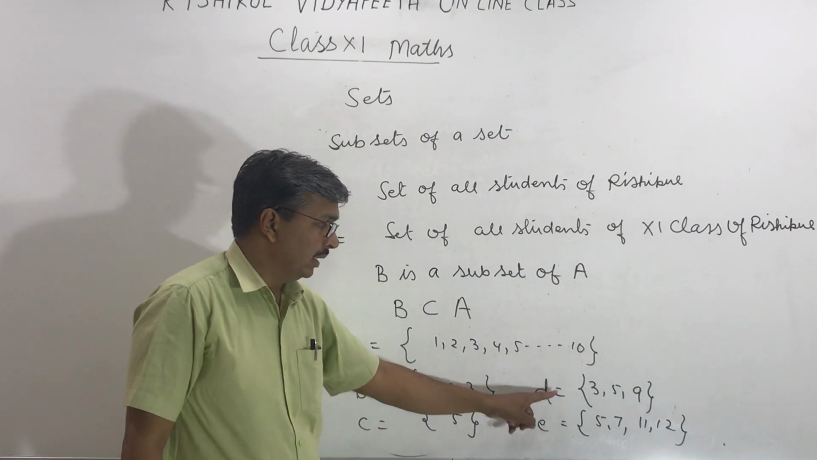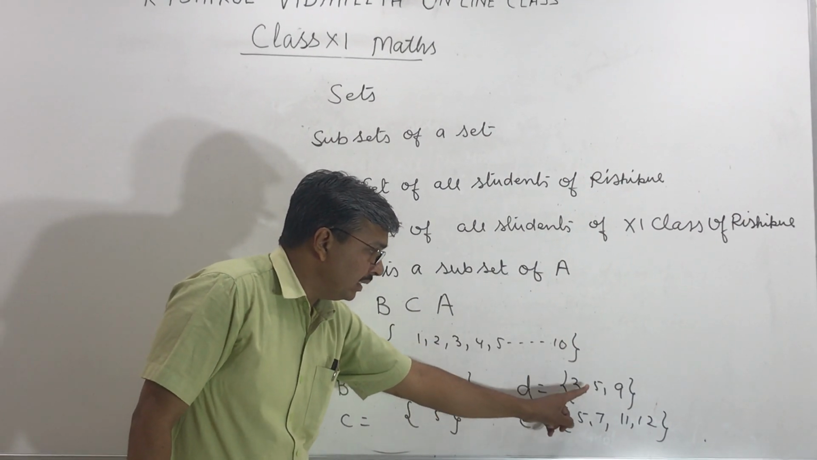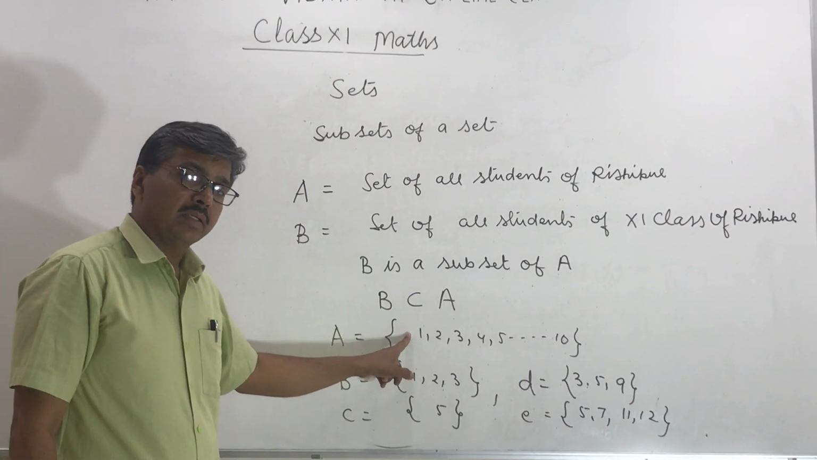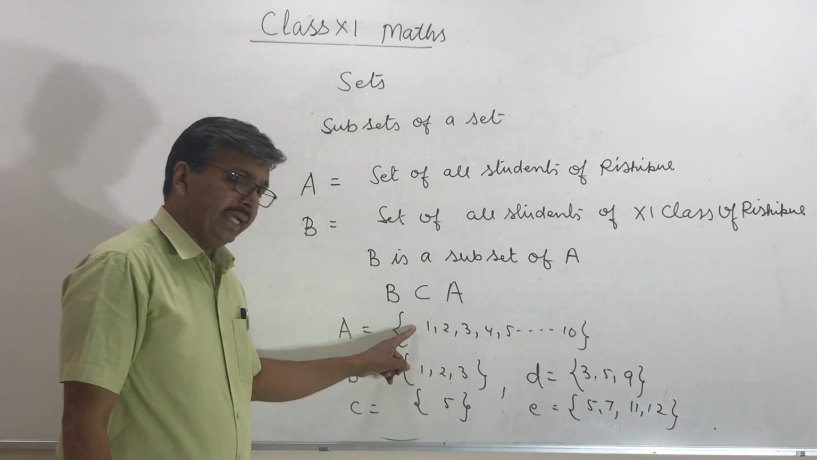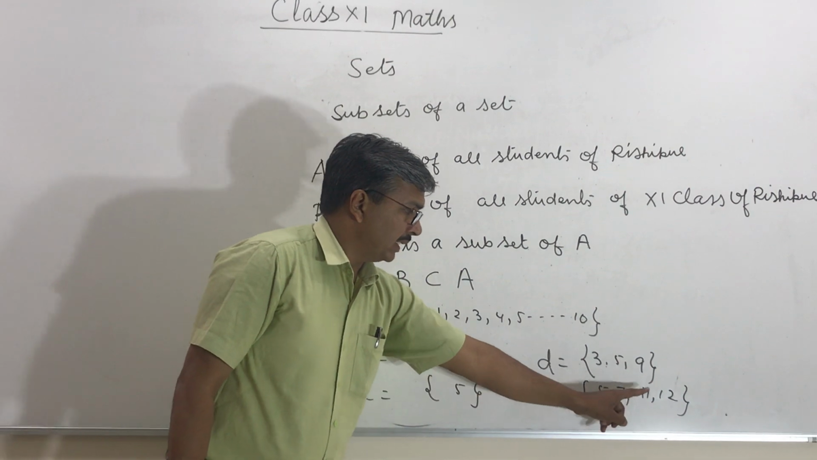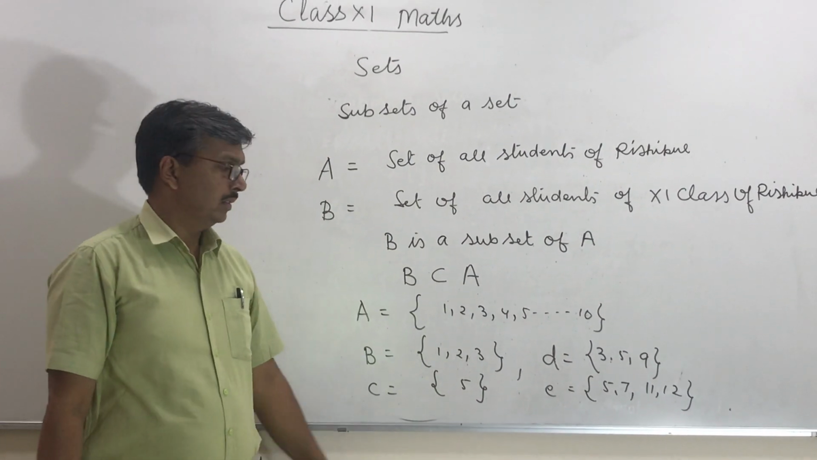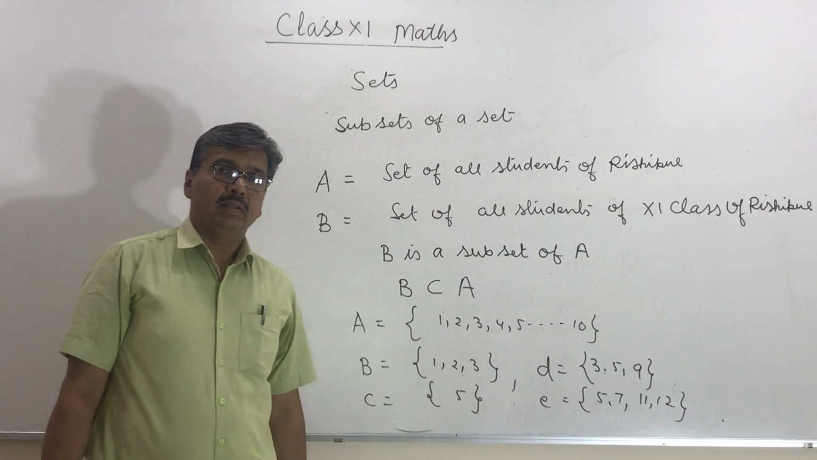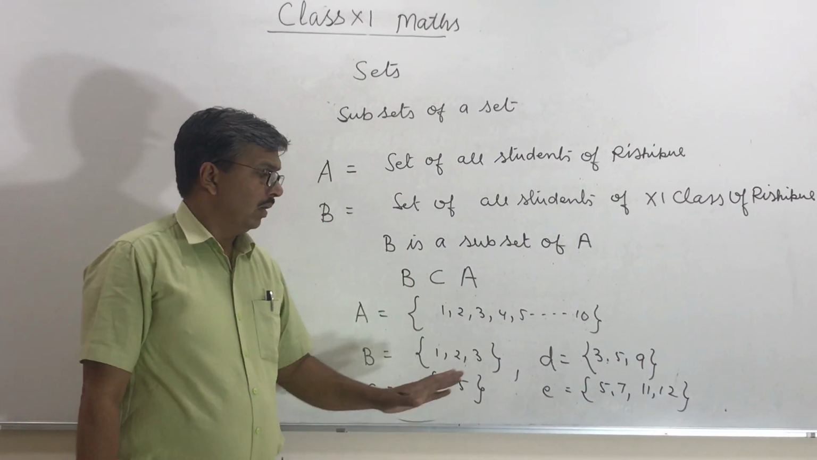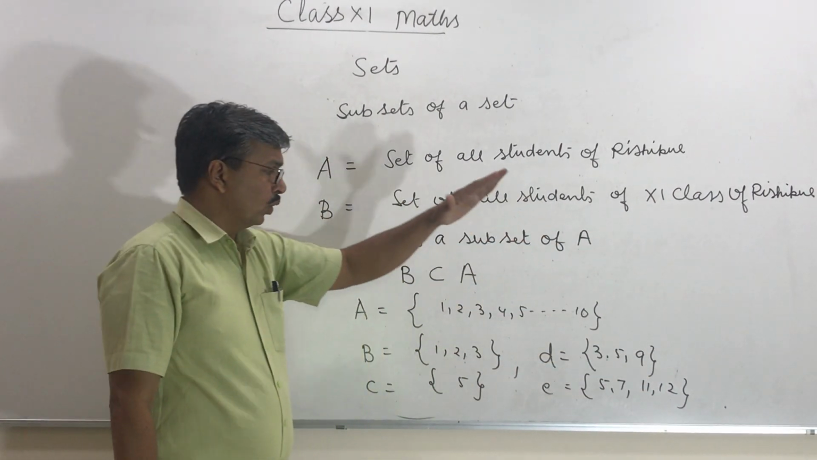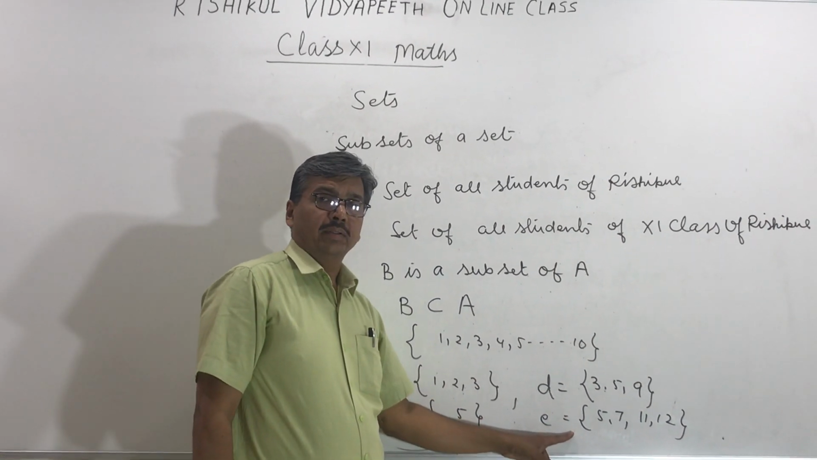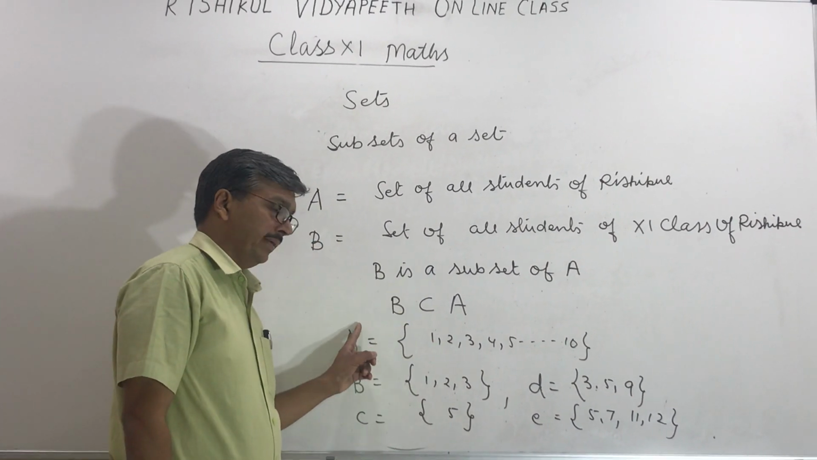What about D? D contains 3, 5, 9, 3 elements, and they all are in set A. Therefore, D is a subset of A. What about E? E contains 5, 7, 11, 12. Here, 11 and 12 are not in set A. Therefore, all elements of E are not in set A, and hence E is not a subset of A.